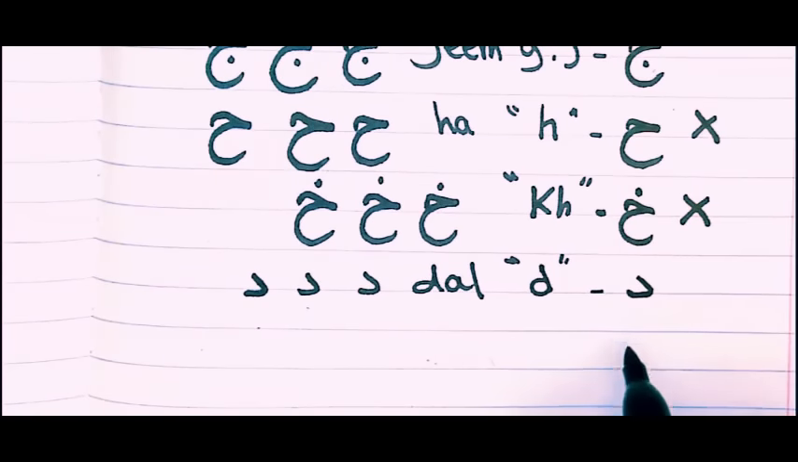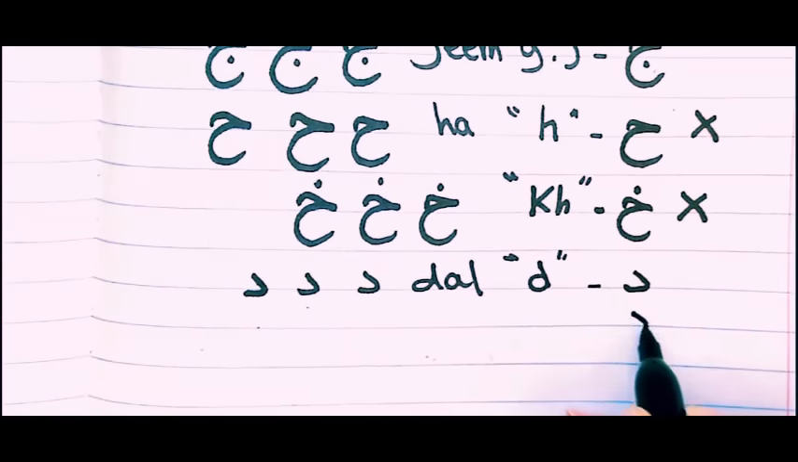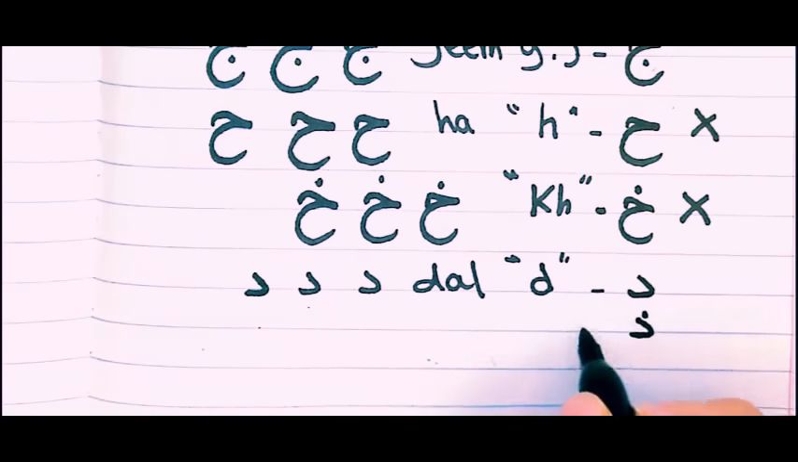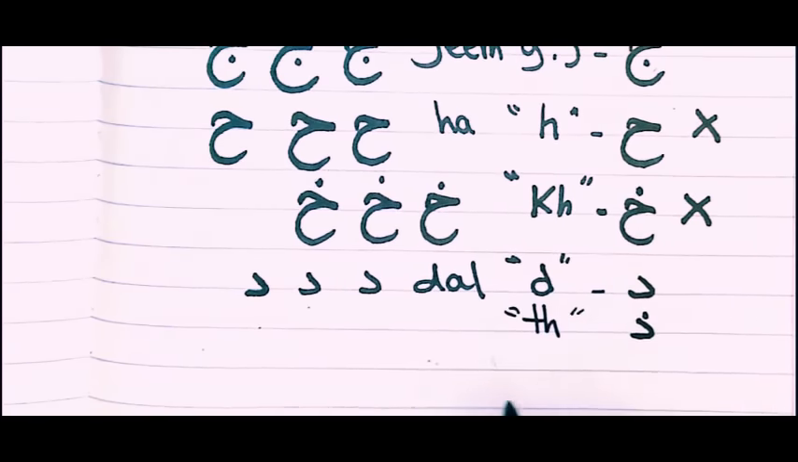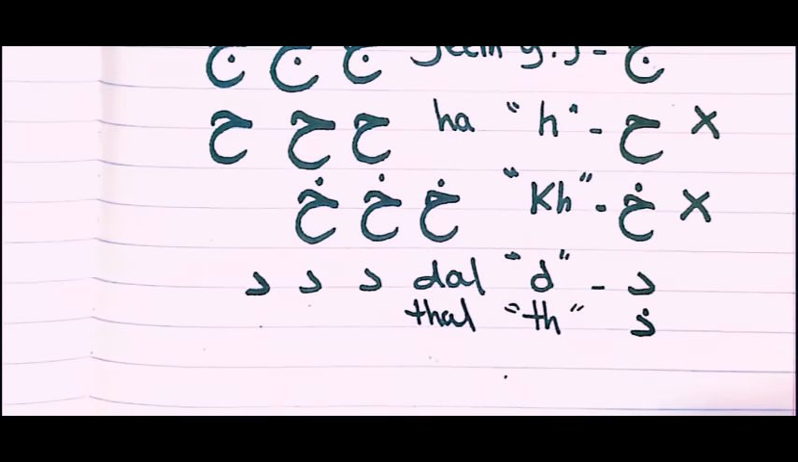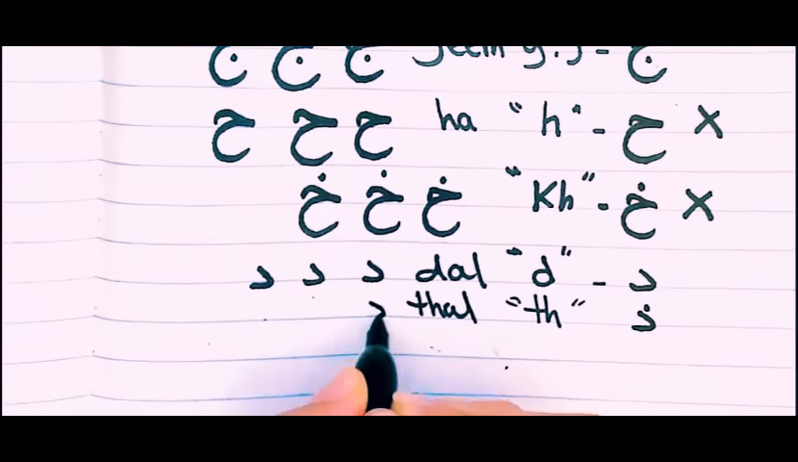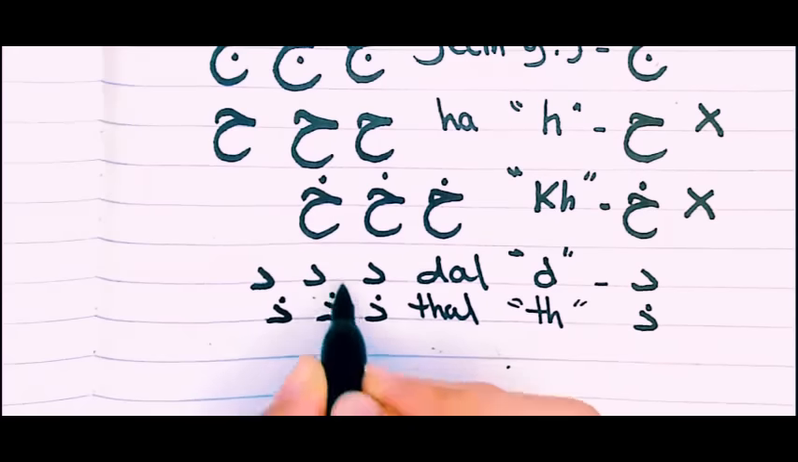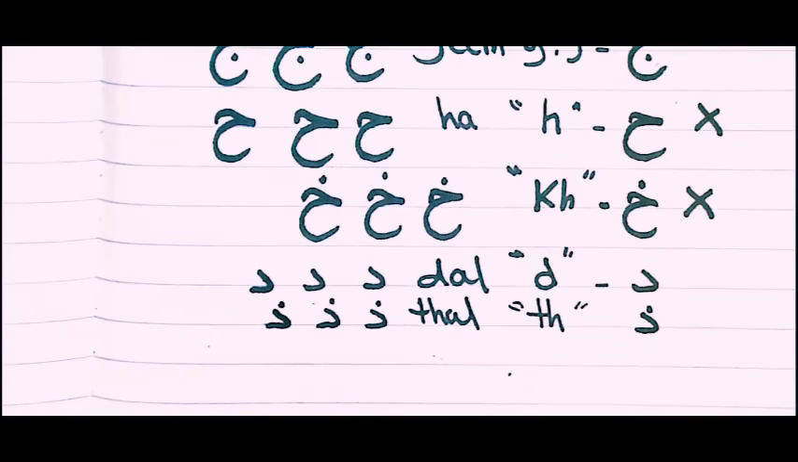And then we have the exact same shape with a dot. Same as dal, but it's thal. I'm going to refer to it as th because there is an equivalent sound to it in English, like in this and that. So this is the same sound of the thal. Now let's write it again. Same shape as the dal.